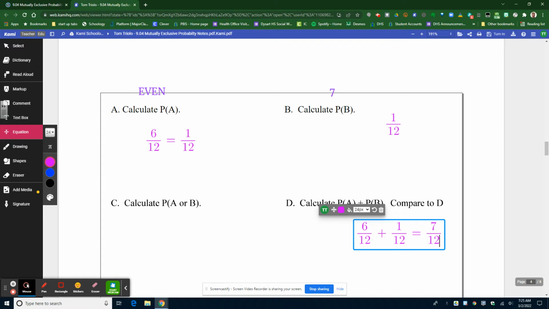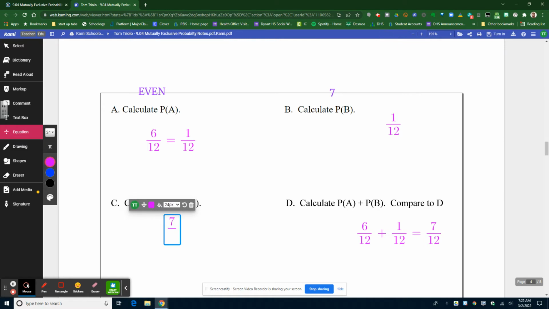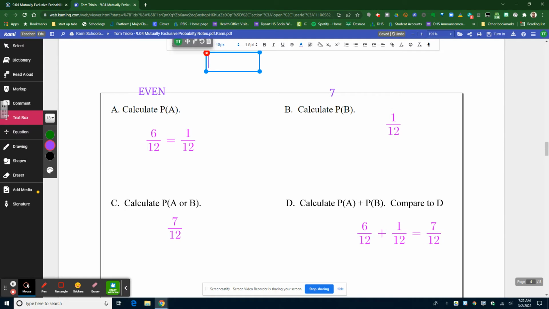Okay. So this is known as mutually exclusive because we don't have any overlap. Okay. 12ths. So at the top, let's make it clear, these are mutually exclusive events because I can't have a 7 and an even because 7 is not even.